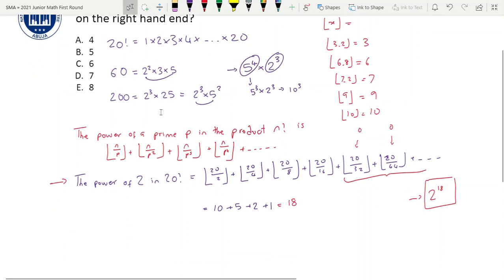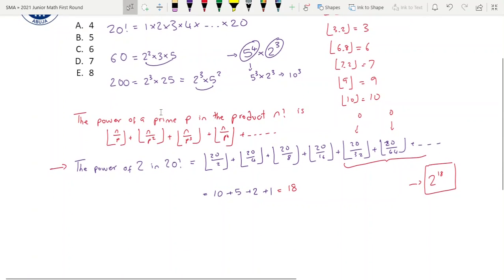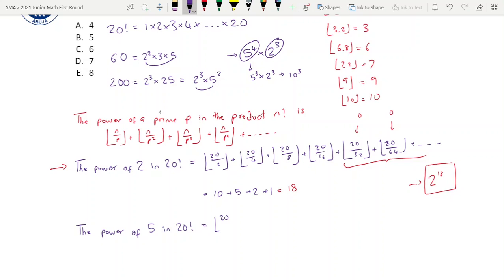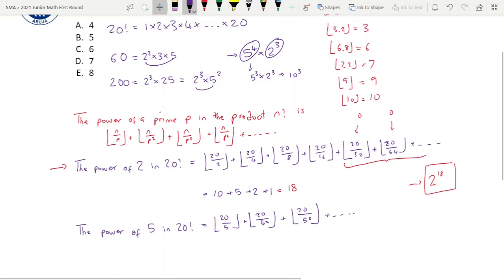Okay, so now we're going to look at the power of 5 in 20 factorial. Using a similar idea to the way we did the first part, the power of 5 in 20 factorial is going to be the floor function of 20 divided by 5, plus the floor function of 20 divided by 5 squared, plus the floor function of 20 divided by 5 cubed, and so on. So 20 over 5 is 4. So the floor function of 20 over 5 will be 4.